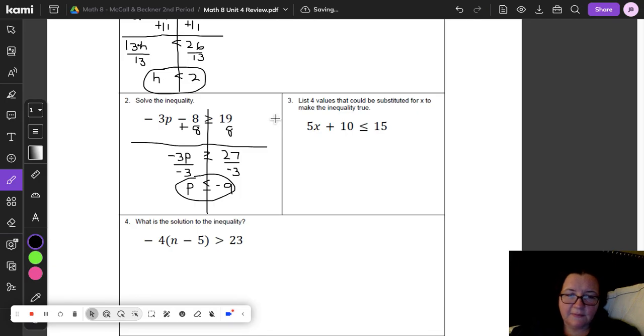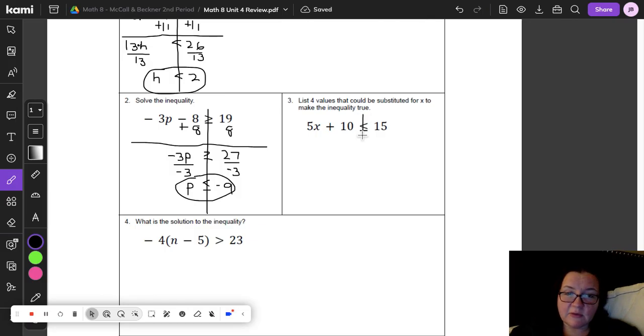Nice. Okay. Number 3. List 4 values that can be substituted for x to make the inequality true. We have 2 steps here. We have 2 things we have to do. Number 1 is to solve the inequality. Number 2 is to write 4 values or 4 numbers that could be put in for x to make the inequality true. So first thing we're going to do is solve it.